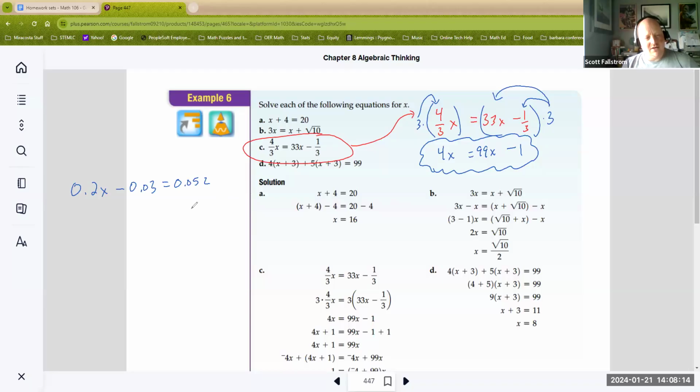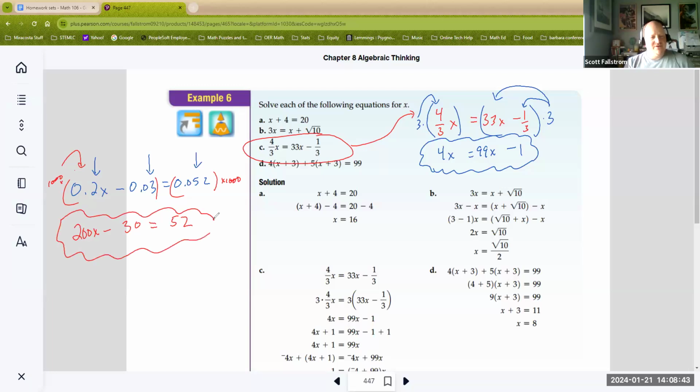And you're like, oh gosh. Well, find the smallest number you'd want to multiply by. See, this is tenths, that's hundredths, and this is thousandths. Well, just say, you know what? Can I just not deal with decimals right now? Let me multiply by 1,000 on both sides. 1,000 times 0.2x becomes 200x minus 30 equals 52. Multiply everything by 1,000. Which one of these would you rather deal with? Probably the one with whole numbers.